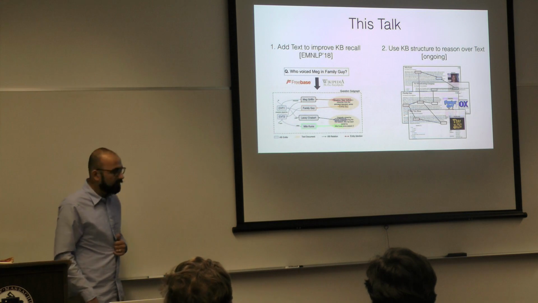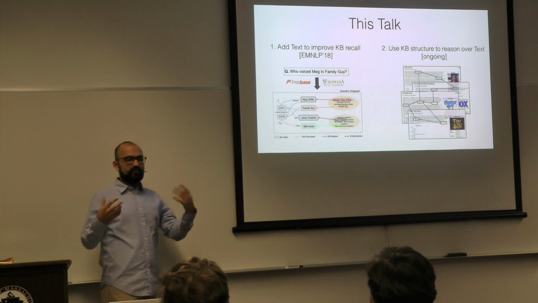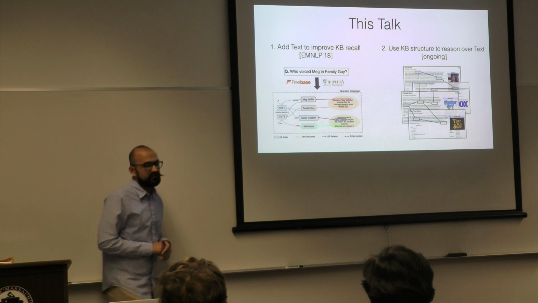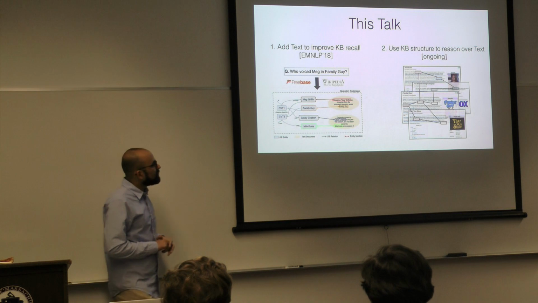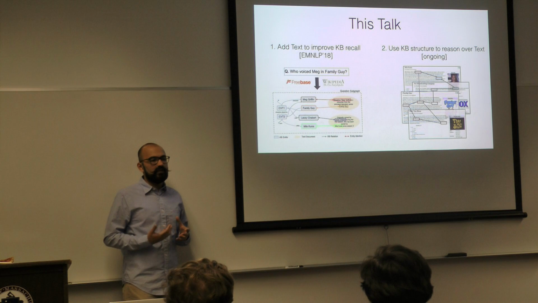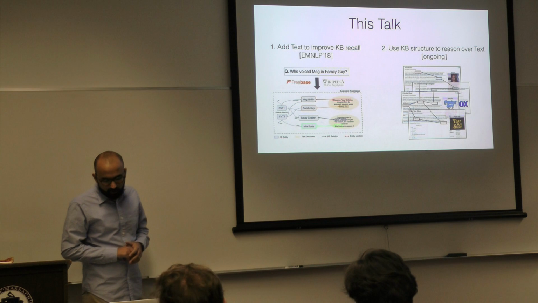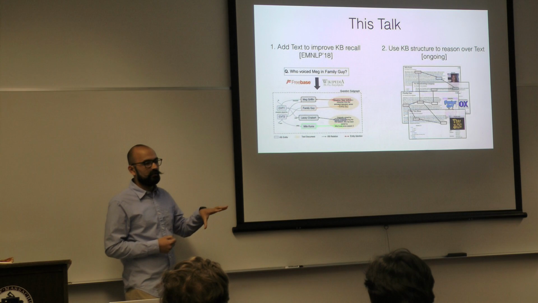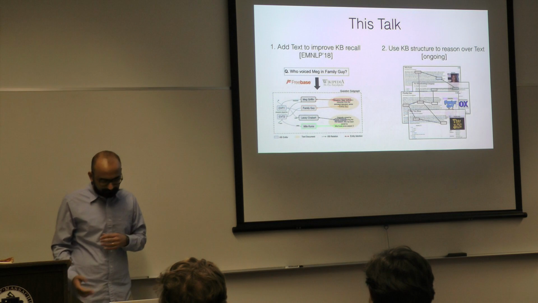Okay, so I've talked about some of the motivation for why we want to consider a combination of text and knowledge bases as a source of information. I'm now going to dive into two specific projects from the last 1.5 years. In the first one, I'm going to talk about how we can use a text corpus to add information to an incomplete knowledge base and use that for question answering. In the second part of the talk, I'm going to flip the problem and talk about how we can use the structure provided by a knowledge base to do reasoning over a text corpus.